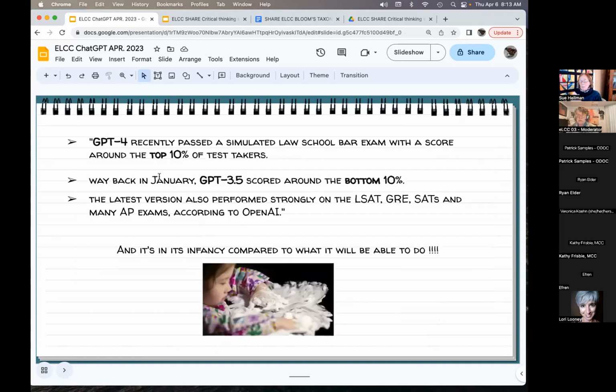ChatGPT 4 recently, this is the newest one, passed a simulated law school exam, top 10%. Now, if I had been doing this presentation 2 or 3 months ago, we didn't really have to worry about that much, because it was only scoring in the bottom 10% or the bottom 20 or 25%. Really, in 113 days, it can now pass the major LSAT, the SATs, law school exams, medical school exams, with the top 10% of test takers, which is huge, and it's just in its infancy compared to what it's going to be able to do.